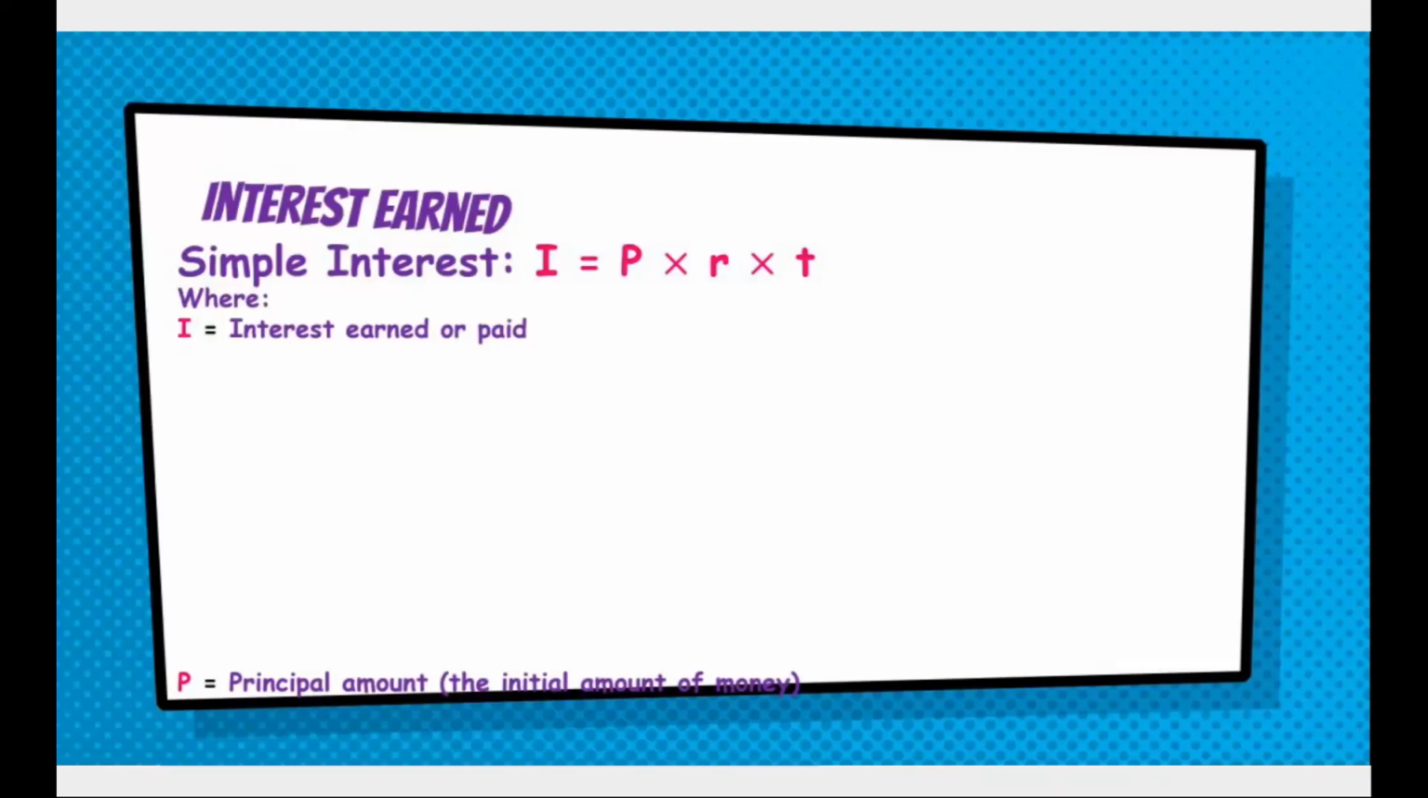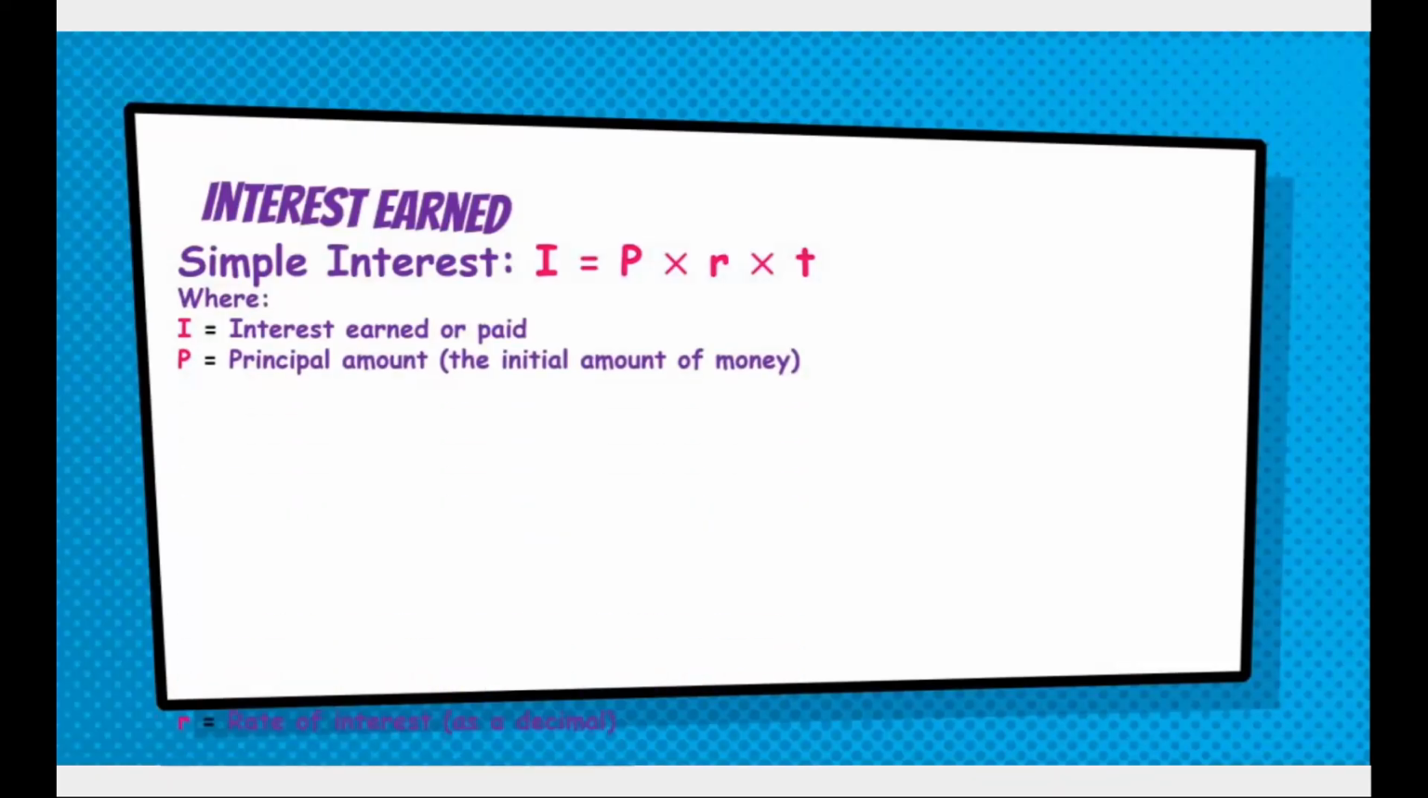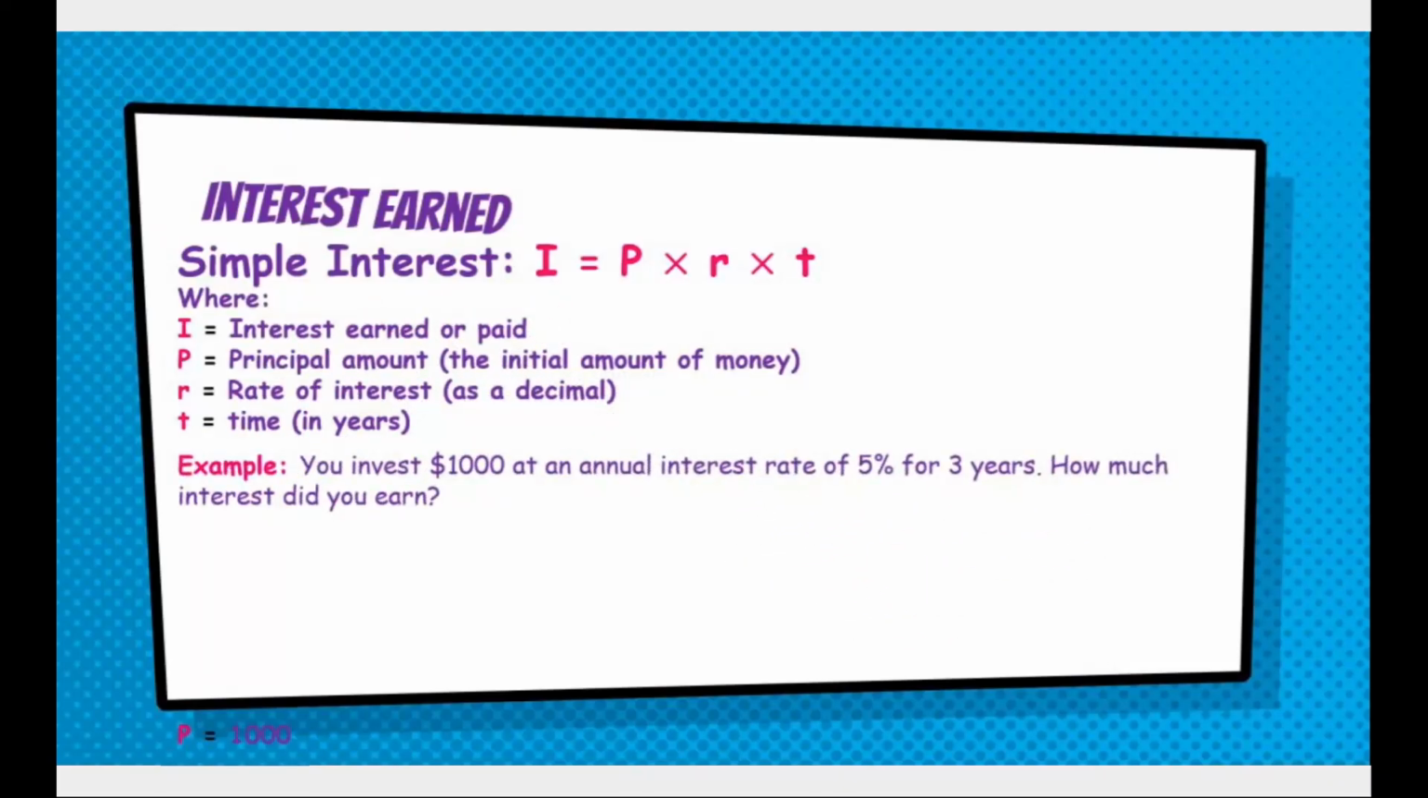So I stands for the interest earned or paid. P stands for the principal, which is the initial amount of money you invest. R is the interest rate that we write as a decimal, and T is the years. So suppose you invest $1,000 into a savings account, and the annual interest rate is 5% for 3 years. How much interest did you earn?